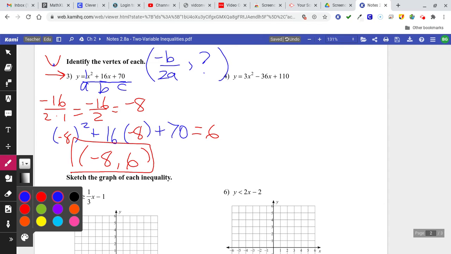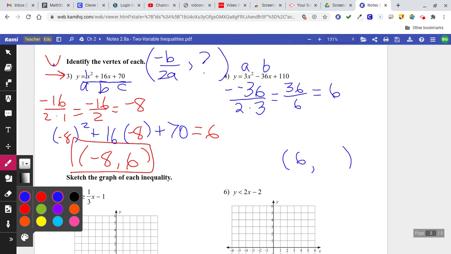So then let's do it again. This is A is 3 and B is negative 36. So negative B, so that's negative 36 over 2 times the A number. Negative 36, that's positive 36. 2 times 3 is 6. 36 over 6 is 6. So my vertex is going to look like 6 comma something.